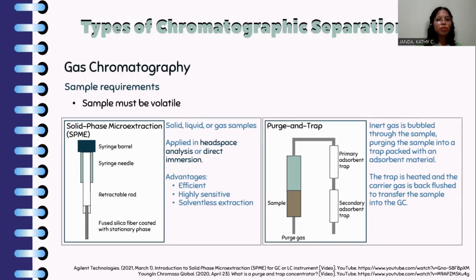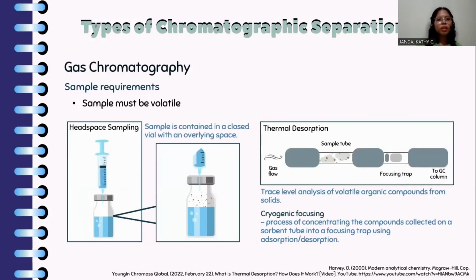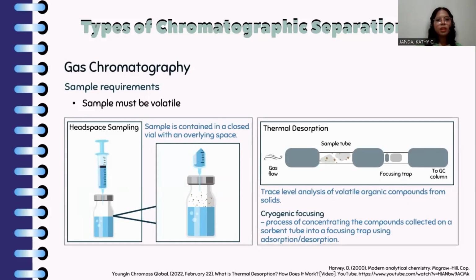Another method is through the use of a purge and trap, where an inert gas is bubbled through the sample so that it reaches the adsorbent material or the trap. Then, the trap is heated while the carrier gas is continuously flushed to transfer the sample to the instrument. The next approach is headspace sampling, where the sample is contained in a closed vial with an overlying space. A syringe will be used to take the volatile sample without touching the liquid and is then injected into the gas chromatograph.